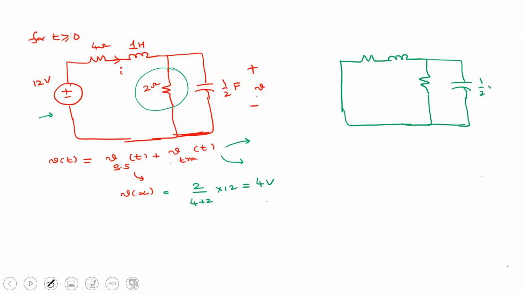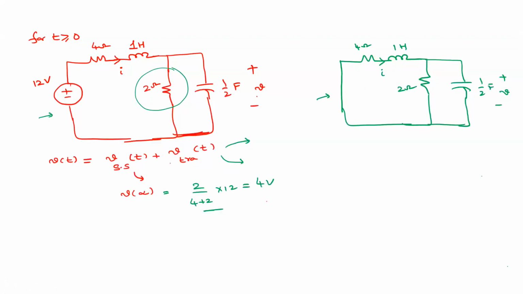So this half farad, this 2 ohm, right? From this we can calculate its transient response. With the 12 volts source, we obtained what kind of response you will get. So with this, you can obtain its transient response. Understood?